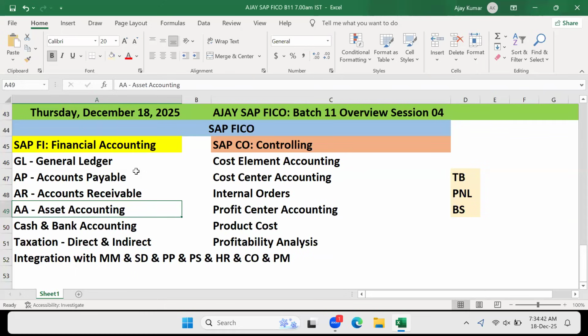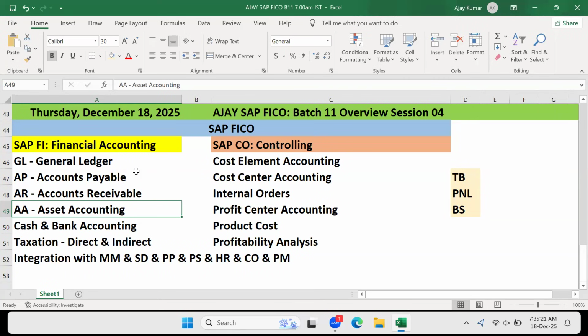Next one, you have asset accounting. Again, is asset accounting a main ledger or a sub ledger? Subledger. Asset accounting is also a sub ledger. When you're talking about asset accounting, what asset are you referring to? Machinery, plants, buildings. What is a single word for this asset? Fixed asset. Property, plant, and equipment. It is referring to fixed asset.